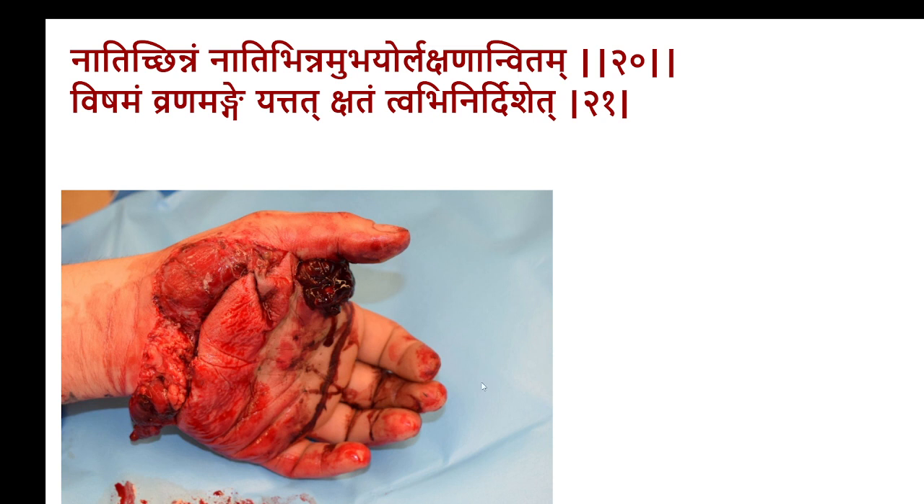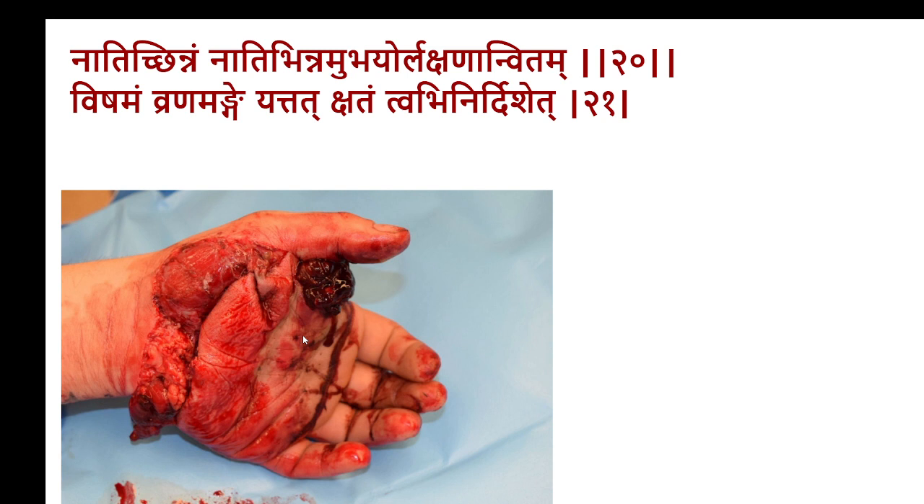Then natichinnam natibhinnam ubhayoh lakshanat smritam vishamam radamangecha yattat kshatam abhinirtishet. Ksatavarna is a wound which has an extreme tissue injury, and it is an untidy wound, a significantly untidy wound where there will be a lot of avascular tissues and the tissue can be avulsed. That avulsion of the tissue is the characteristic feature, and that's what Sushruta has said.